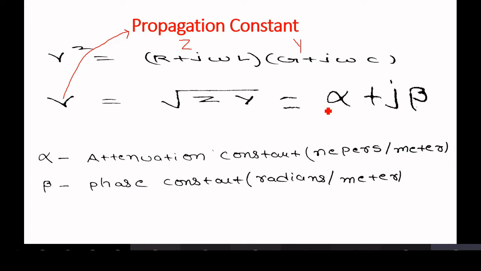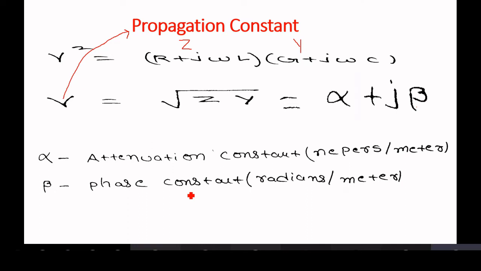So the expressions will be somewhat similar to what we have seen for the plane waves. But here alpha and beta will be in terms of R, omega, L, G and C. That is the difference. There it will be in terms of epsilon and permittivity, but here they are in terms of R, L, G and C. So alpha is the attenuation constant and beta is called the phase constant.